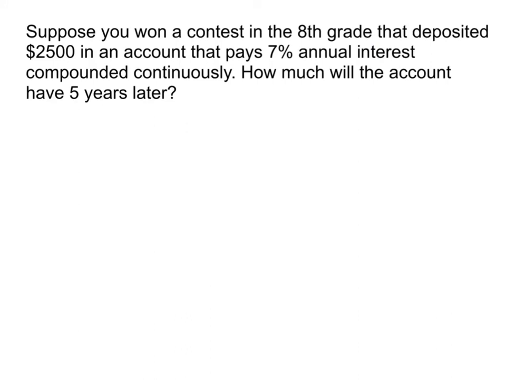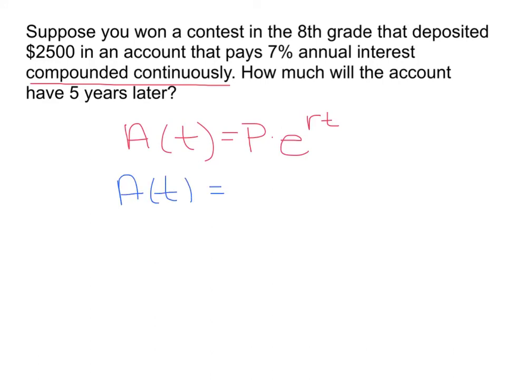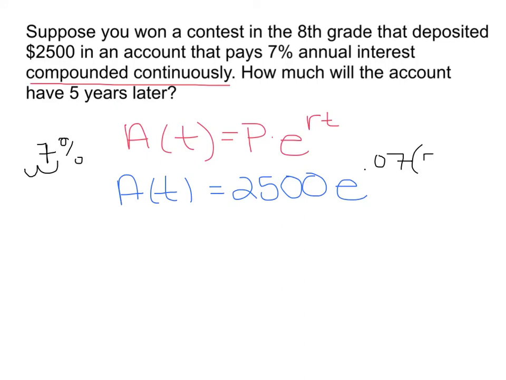Suppose you won a contest in the 8th grade that deposited $2,500 in an account that pays 7% annual interest compounded continuously. How much will the account have after 5 years? Since it said the keywords compounded continuously, we use A of t equals P times e to the rt power. P stands for your principal, so that's how much money you started with, which is $2,500. e, the button on the calculator. 7%, remember, we have to change it to a decimal. So we move it 2 to the left, so it's e to the 0.07 power times 5.